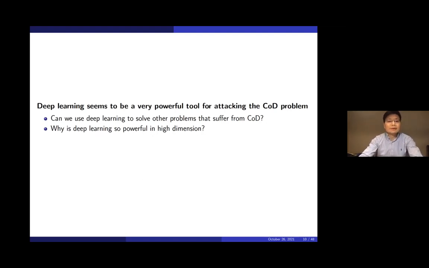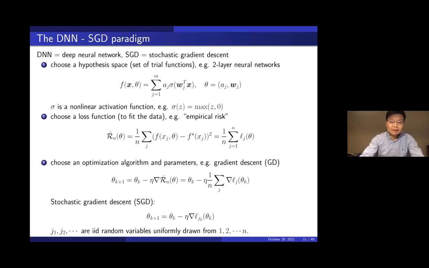So before I discuss these two questions, let me first give you an overview of the procedure people follow in deep learning.